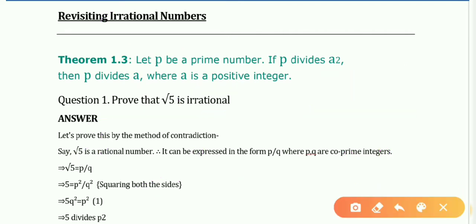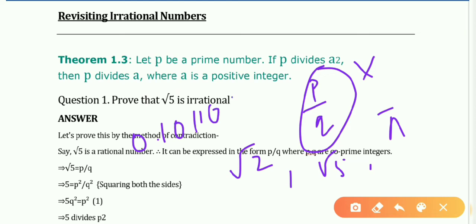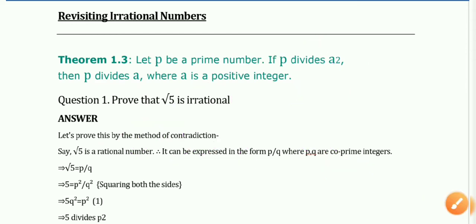Now come to the irrational numbers. Irrational numbers are the numbers which cannot be written in the form of p by q. For example, root 2, root 5, pi, 0.10110 and so on, meaning numbers which are never ending, non-terminating and non-repeating. All those numbers are called irrational numbers. Now come to the proving section.